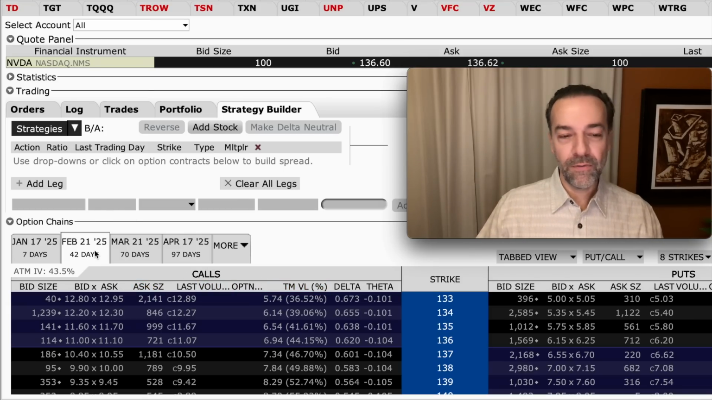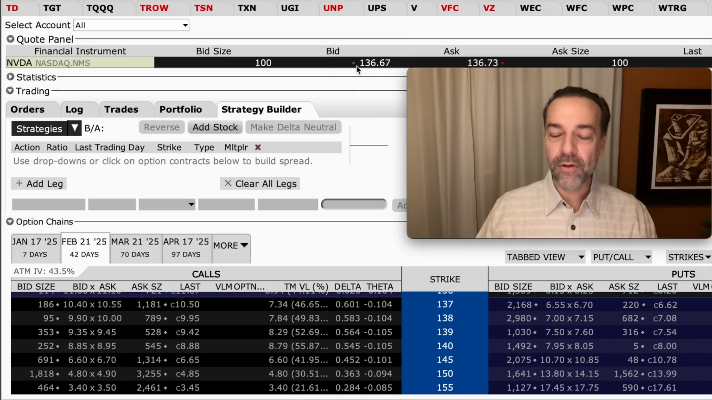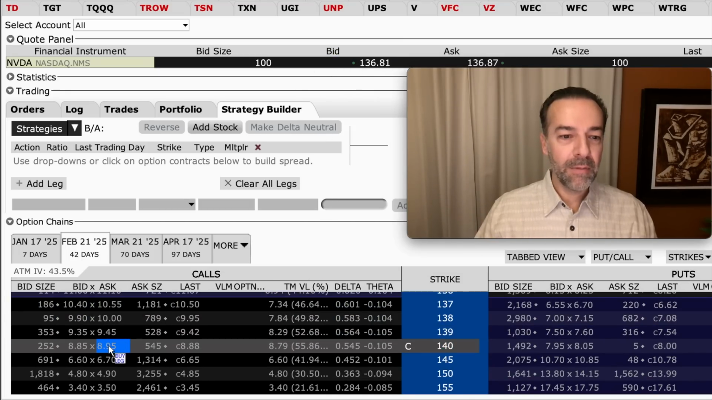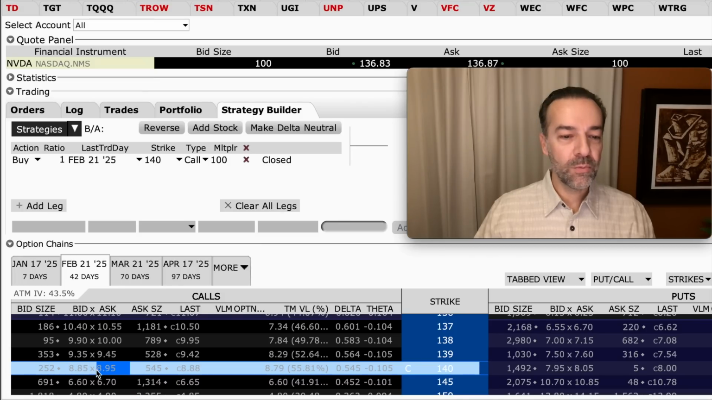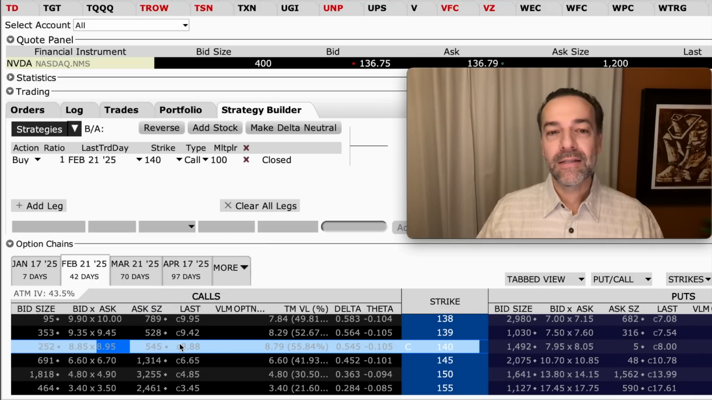All right, so February 21st options, they expire in 42 days. Let's play with some numbers here. So Nvidia is trading for around 136. Well, I'd definitely consider buying maybe the 140 call. So you see that call option would cost about $8.90 per share. And I want to sell a call option against it to help pay for that time decay or that theta. So what would I sell?